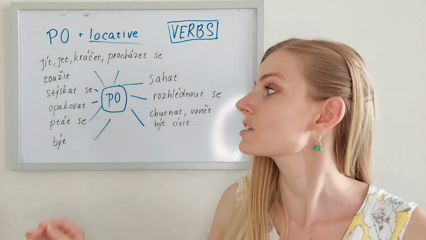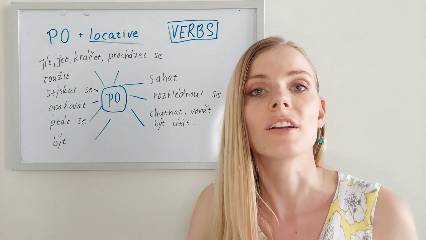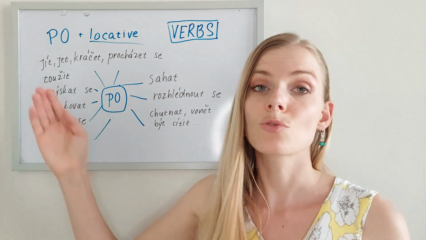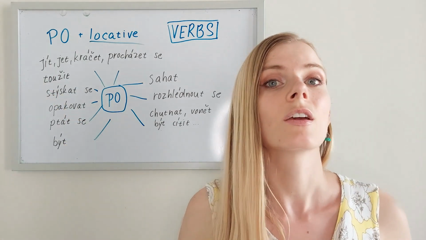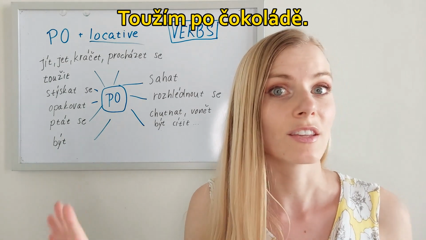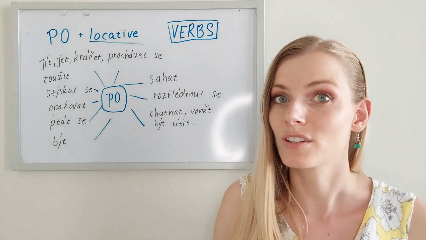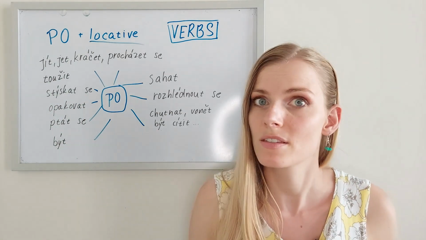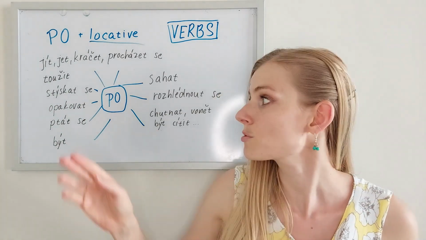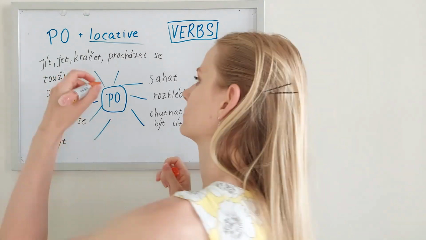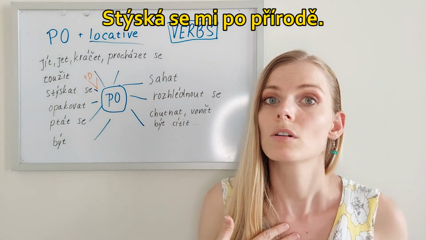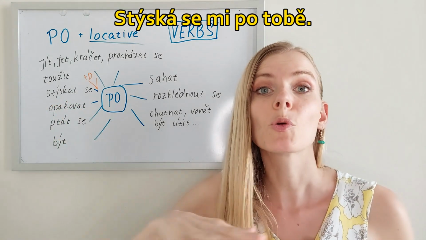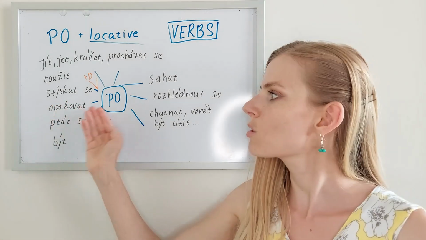Toužit po. This means to desire when you are dying to see someone or something. It's quite a strong verb. So when you say toužím po čokoládě, you really desire chocolate. Stýskat se po, and again locative, is to miss something or someone. You also have to add dative here. Stýská se mi po přírodě. I miss nature, countryside. Stýská se mi po tobě. I miss you.